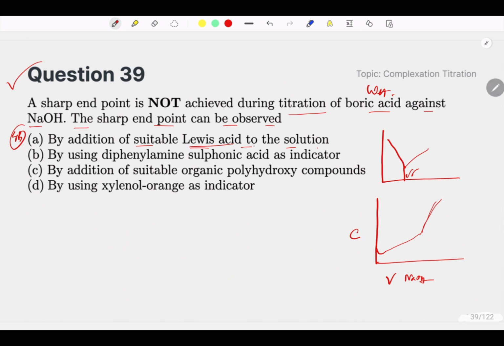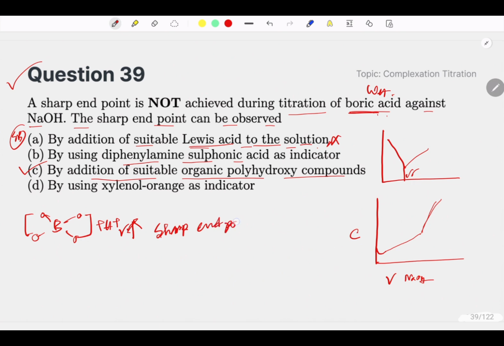If we add a Lewis acid to the solution, it does not increase its acidity, so that is not the right solution. Using diphenylamine sulfuric indicator is also not true. The addition of a suitable organic polyhydroxy compound is true. When we add the polyhydroxy compound, it adds to the OH and forms a chelate kind of compound, and plus H plus, it will release the proton. So the more the acidity, the sharper the endpoint. So the correct answer will be C.